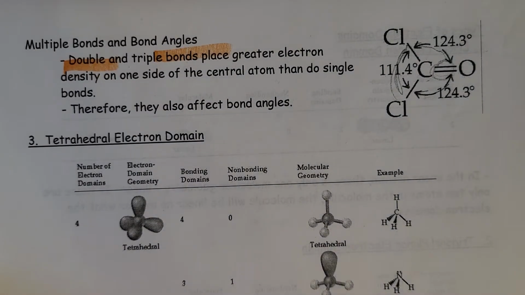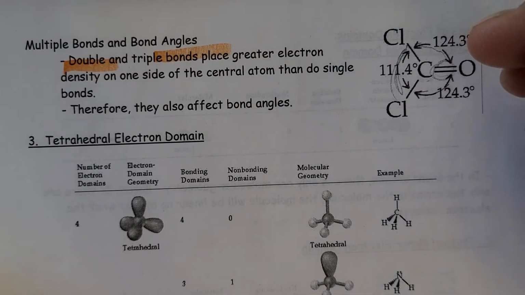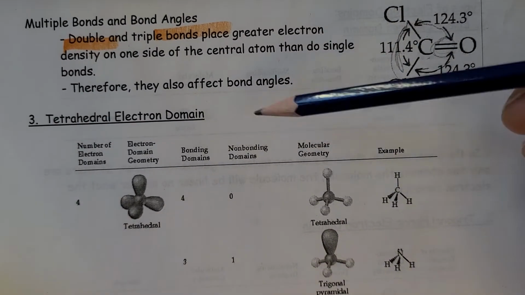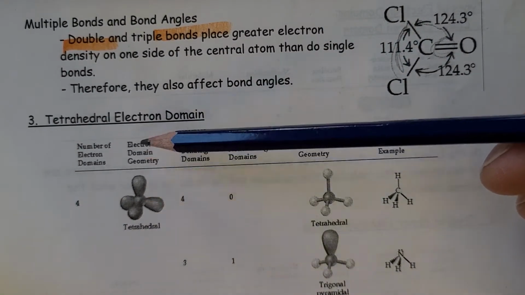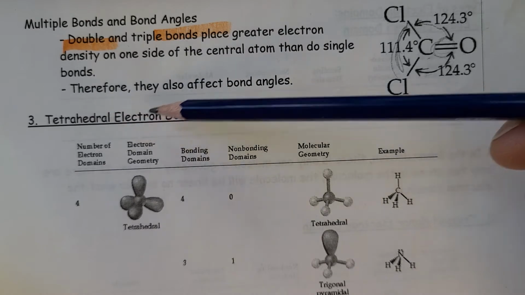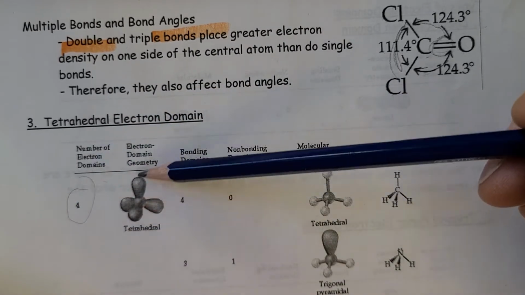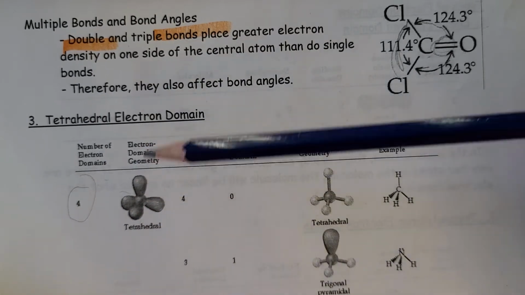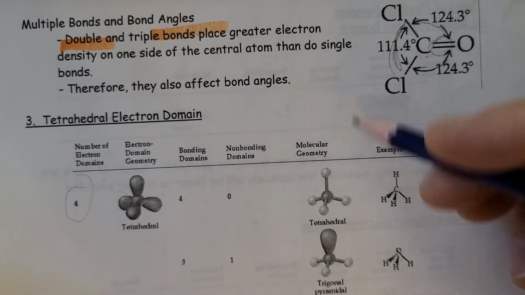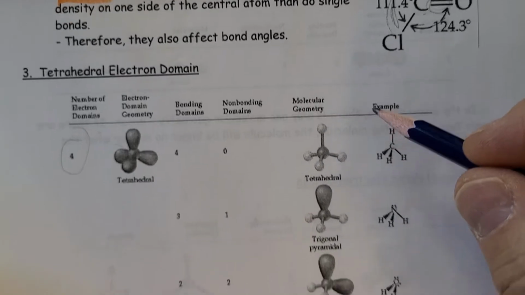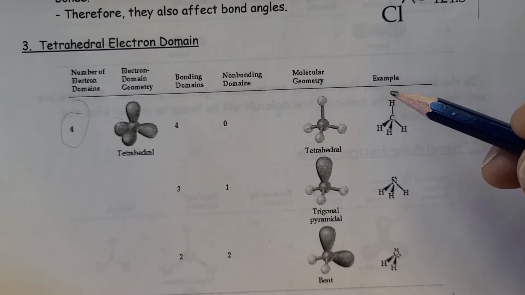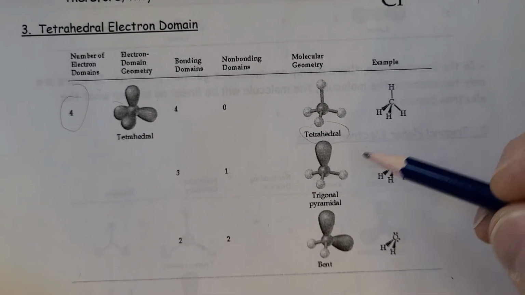Welcome back, Chemistry 30. So we'll continue on with the molecular geometry, looking at adding more domains onto that central atom. So here, the tetrahedral electron domain. We have a central atom bonded to 4 areas, bonding or non-bonding. It is the tetrahedral shape. So if all of those 4 domains are considered important, it's the tetrahedral shape.